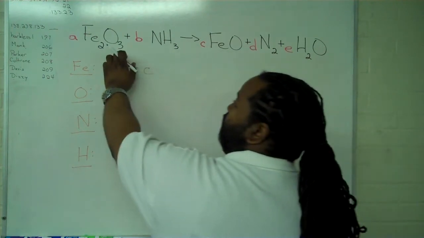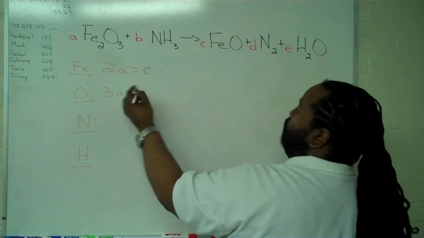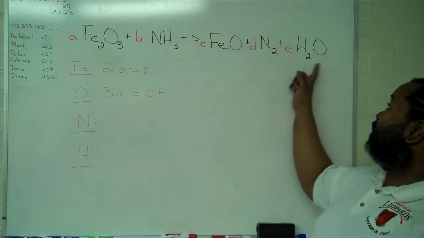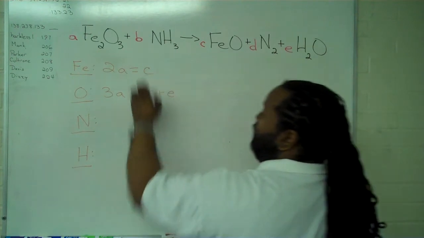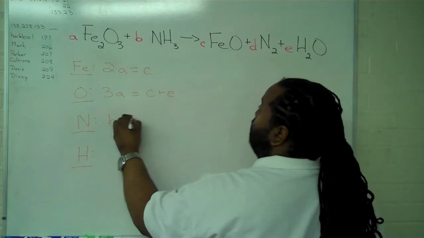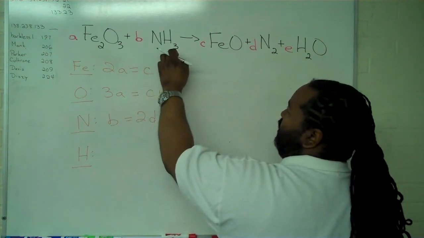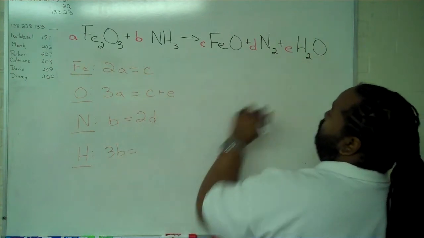For oxygen, we have 3A. Nothing here. We get 1 here for C, and we have 1 here for E. So that's C plus E. Nitrogen will do the same thing. That B equals 2D. And finally, hydrogen, 3B will equal 2E.